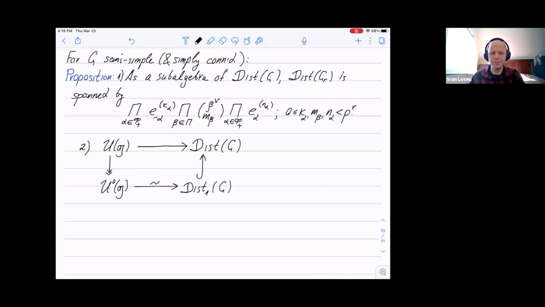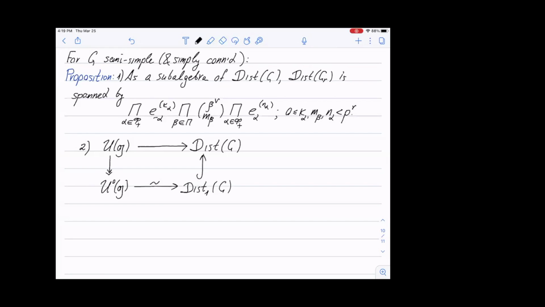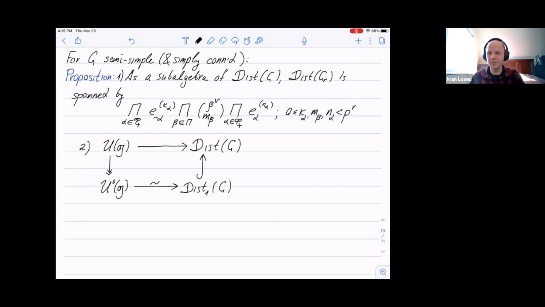Questions, please? Ivan, when you write beta check, do you mean the differential of beta check evaluated at 1? Yes. Well, beta check is an element of the Cartan subalgebra, which maps to the distribution algebra.